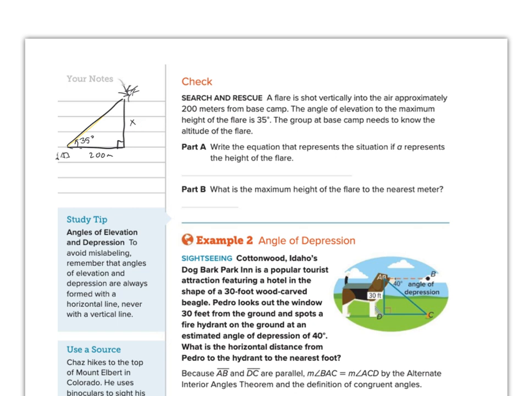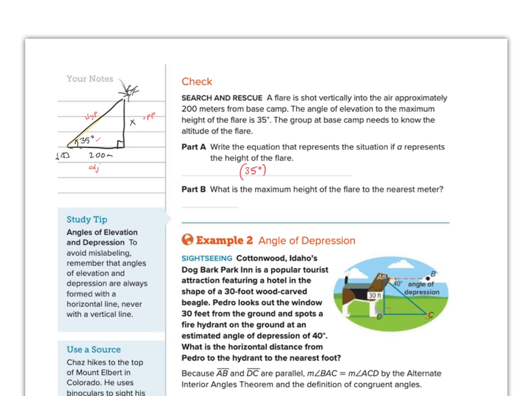So things that I have in reference to my base camp, I do have an angle measurement, 35 degrees. This is going to be the opposite side of my triangle, in this case, the opposite side. And this would be the adjacent side, and this would be my hypotenuse.